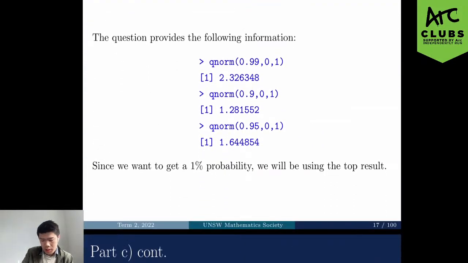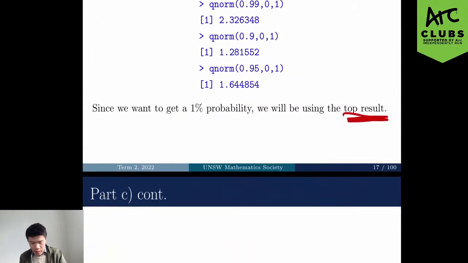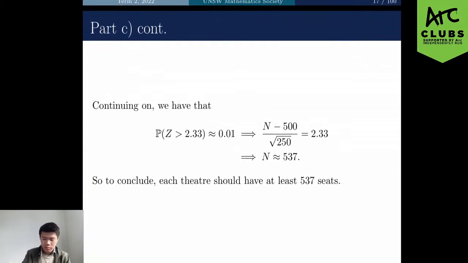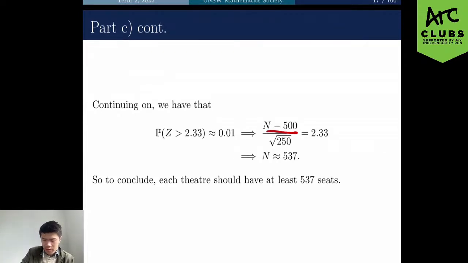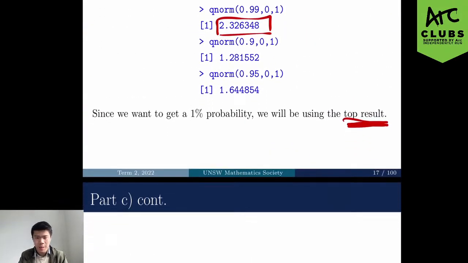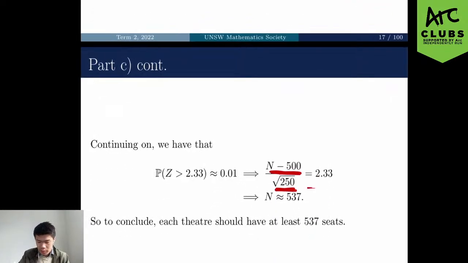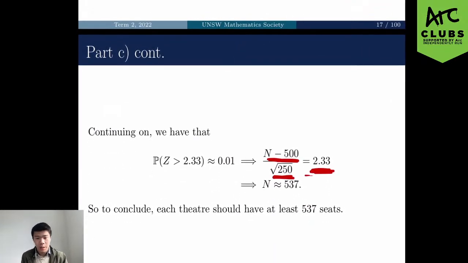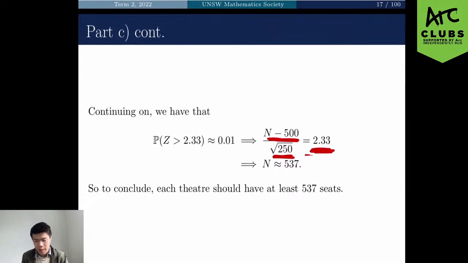So we'll be using the top result. So we continue down. That means that (n minus 500) on root 250 needs to be equal to this number over here. We've just shortened it to 2 decimal places, but 2.33. From then on, we just easily solve for n being equal to 537.